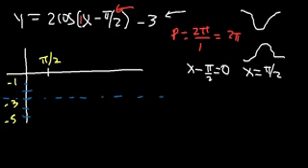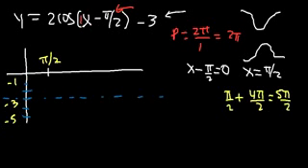And then add a period to that. Pi over 2 plus 2 pi. 2 pi is the same as 4 pi over 2. So you get 5 pi over 2. So that's where the cycle ends.